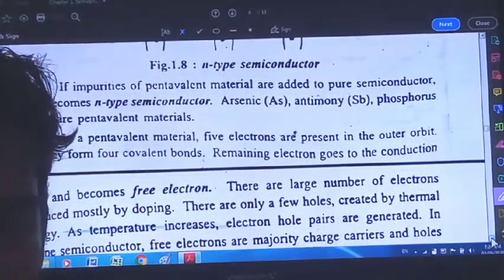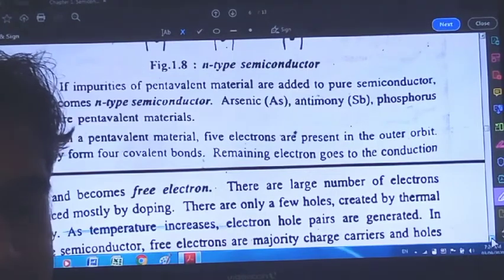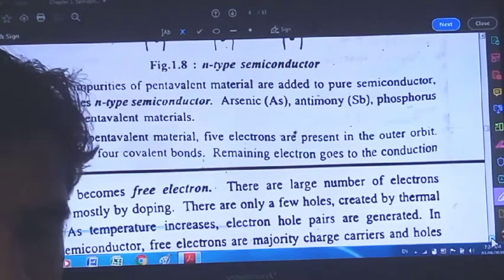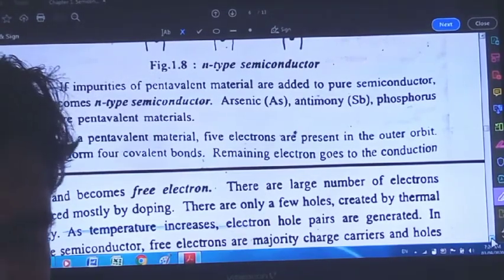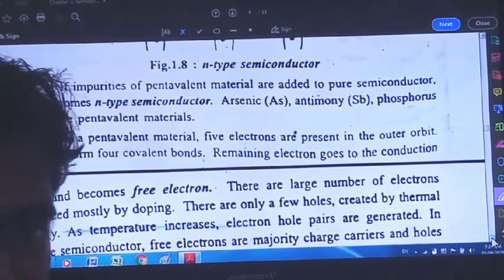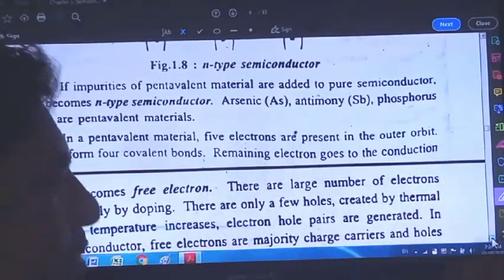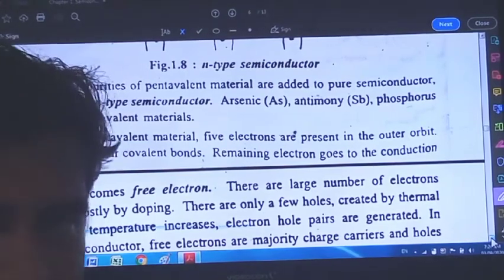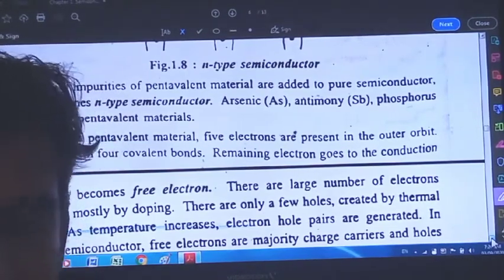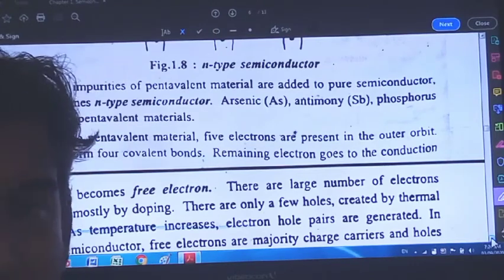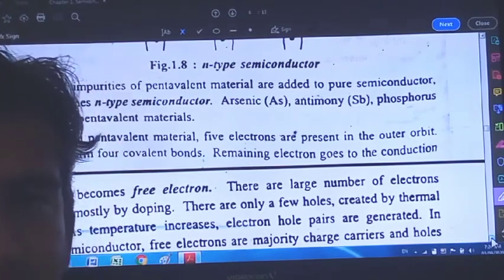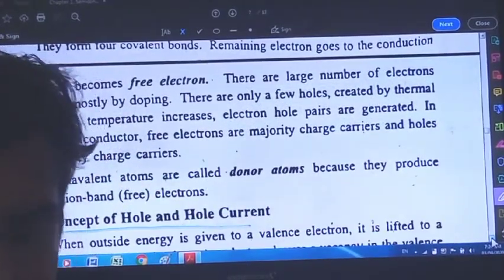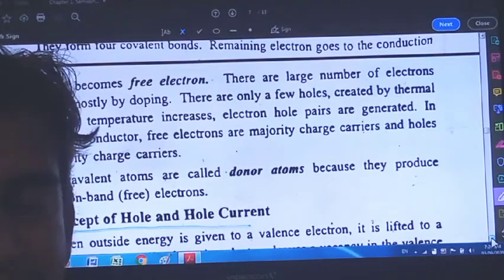If a pentavalent impurity is added to the pure semiconductor, it becomes an n-type semiconductor. Which are the impurities? Arsenic, antimony, and phosphorus are all pentavalent impurities. When the 5 electrons are present in the outermost orbit, this forms a free electron. 1 electron is free, and due to that, a large number of electrons are produced by the doping. There are few holes. Have you observed a hole there? There are no holes. Only a few holes will be created by thermal energy.